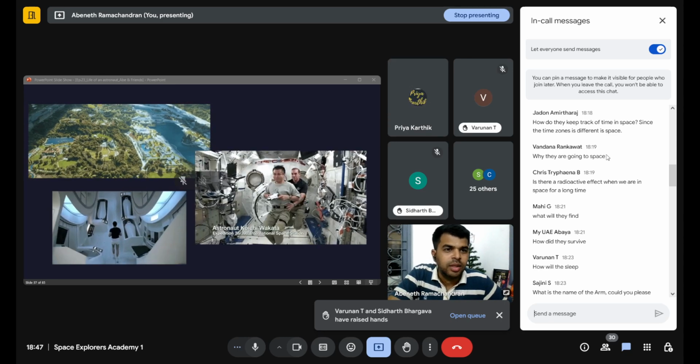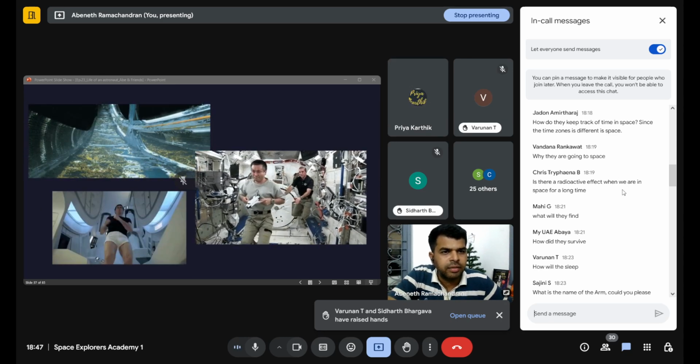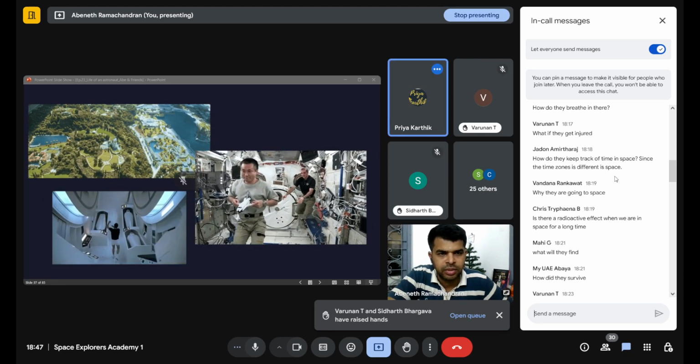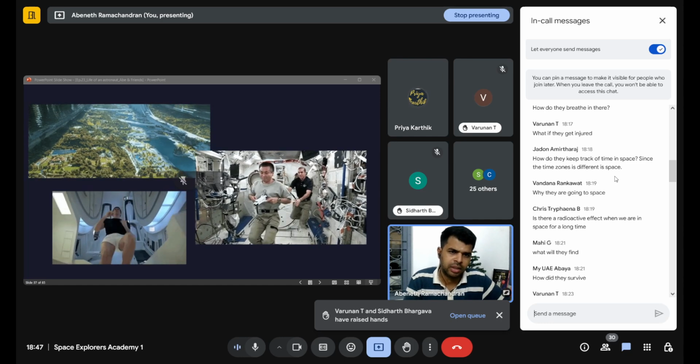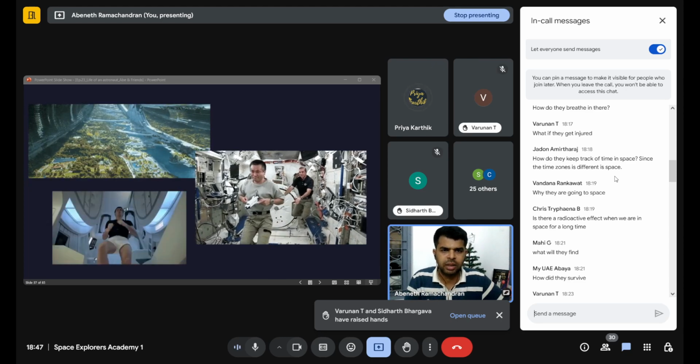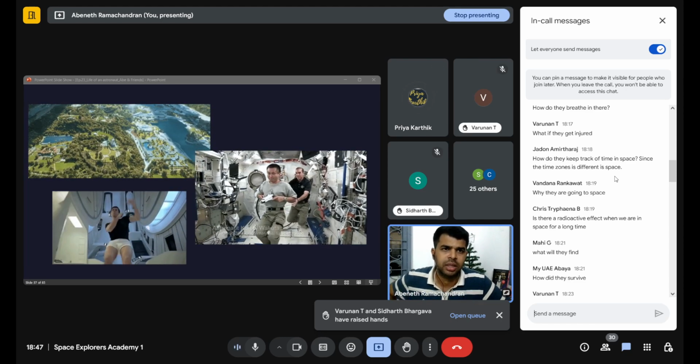Is there any radioactive effect? How do they keep track of time in space since the time zone is different in space? Yes, they usually have 16 different time cycles, so each one of them has to record each of the time cycles.